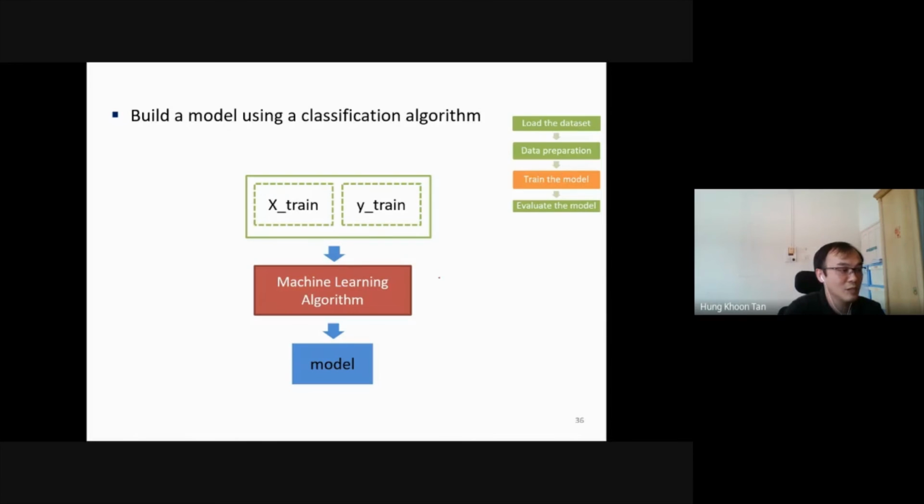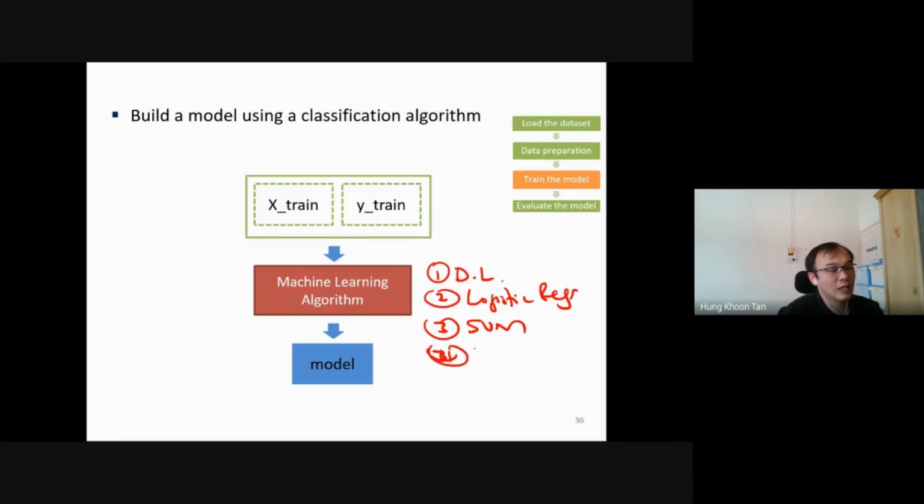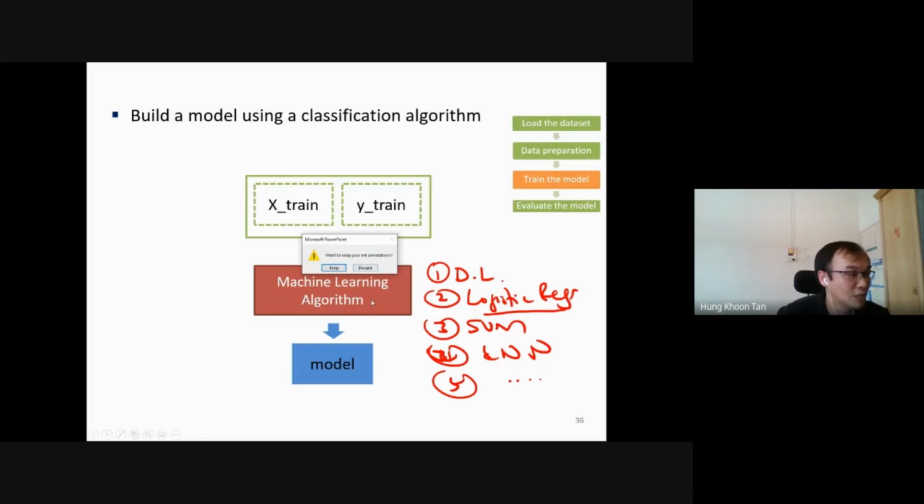For example, just to name you a few: for deep learning, you can use deep learning. You can use logistic regression. You can use SVM. You can use KNN. And many other types. So there's a wardrobe of machine learning algorithms that you can use. For this problem, I'll use logistic regression. So let's see how to build a machine learning algorithm to perform this.